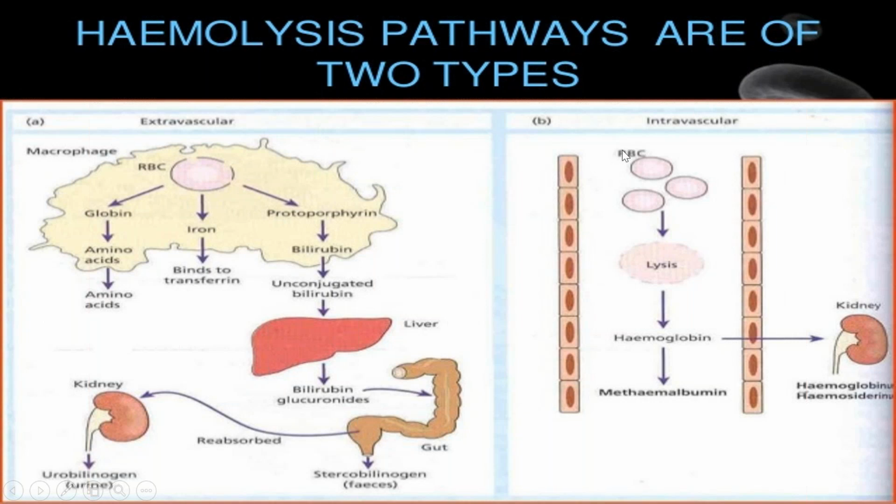And what happens during the breakdown of RBCs is there is free hemoglobin. Some amount of this free hemoglobin gets converted into methemoglobin, while the rest is excreted by the kidney as hemoglobinuria or hemosiderinuria. Okay, so this is the main differentiating factor for how we reach whether it is the extravascular hemolysis which is going on in the body or the intravascular hemolysis.